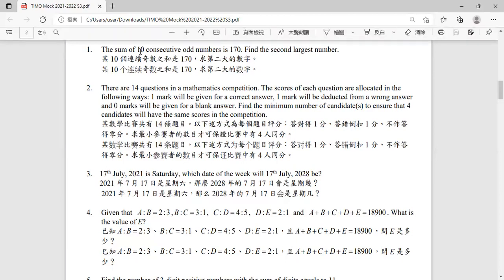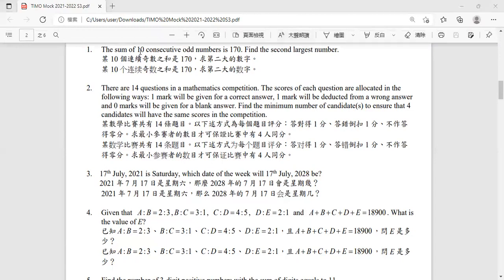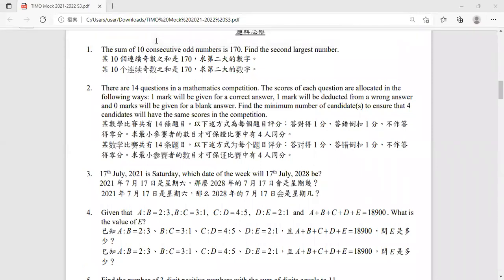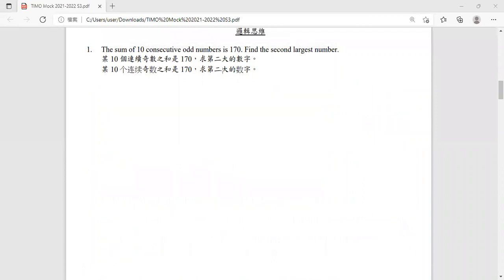The sum of 10 consecutive odd numbers is 170. Find the second largest number. So, we do it here. Actually, it's very simple. You don't need to worry about it. Actually, you can use a method. It's very simple.